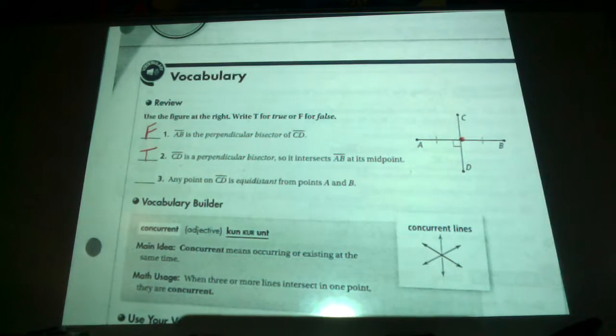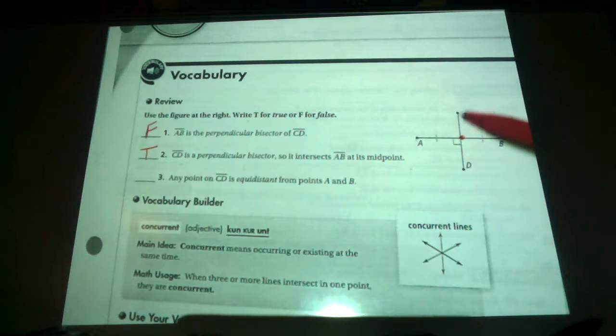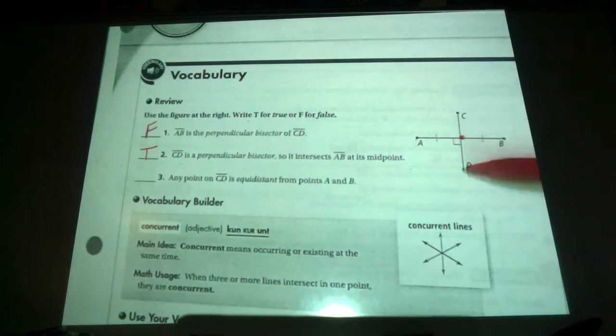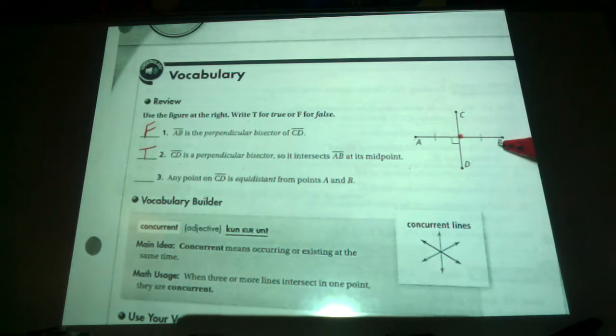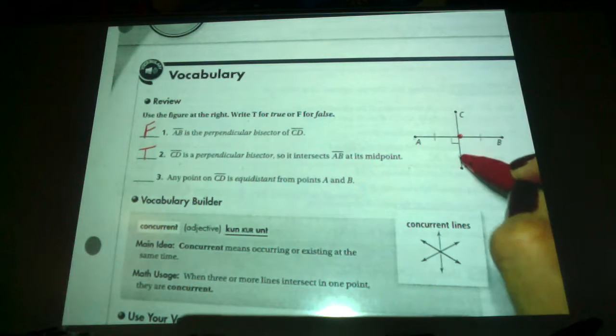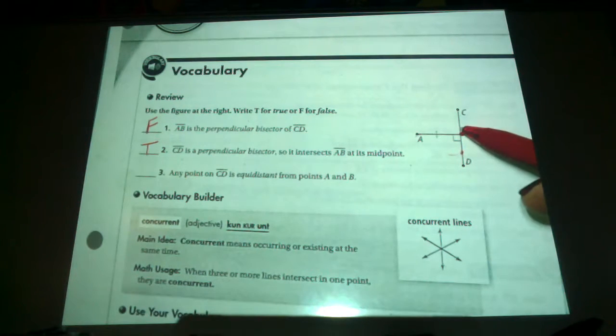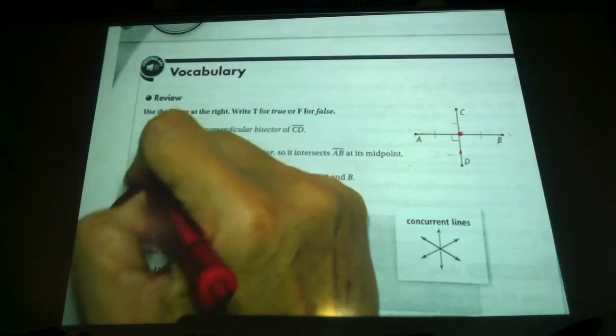All right. So question 3. Any point on segment CD, mind you, segment CD is the perpendicular bisector, is equidistant from points A and B. True or false? True. Any point along here. Brody, why is that true? Because it's right in the middle. Well, the perpendicular bisector theorem says so, right? The perpendicular bisector theorem says that any point on the perpendicular bisector will be equal distance from the endpoints of the segment that it bisects. So any point here, I could put a point here and it would be equal distance. I could put a point here and it would be equal distance. So that is true.